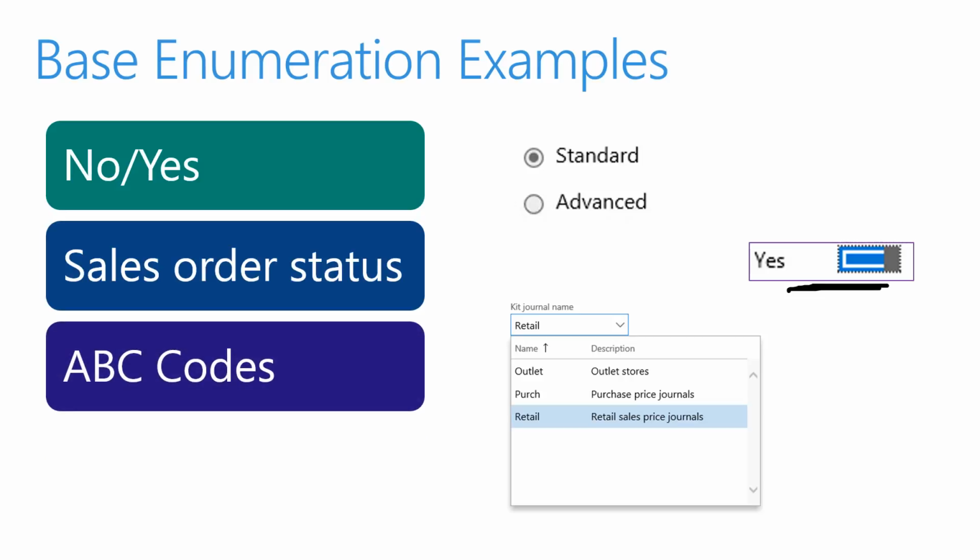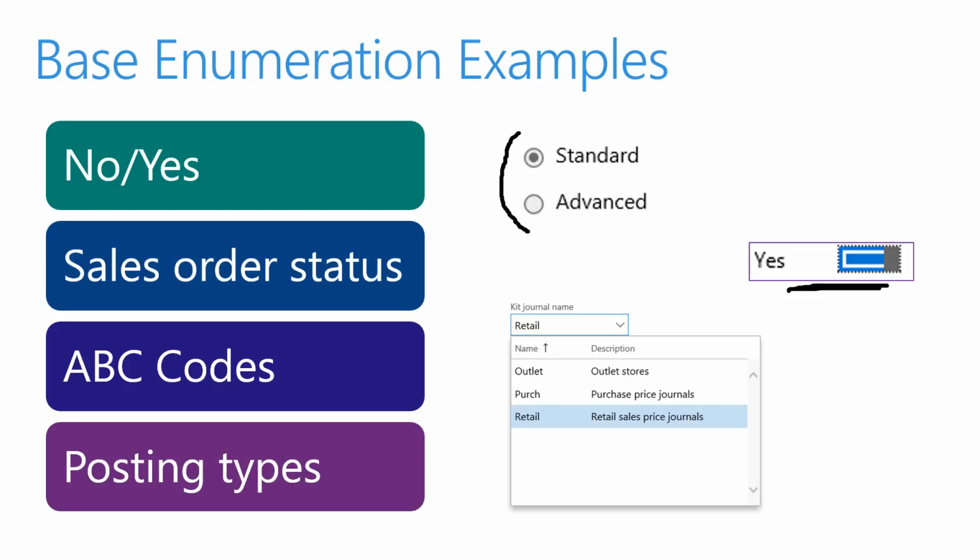Next is ABC codes. ABC codes are used in several areas of the system to rate a customer, vendor, or item, for example. The user is presented with a list of rating options and can select one option from the list. It would look kind of like these radio buttons here as a sample. It would show the different ratings or ABC codes.